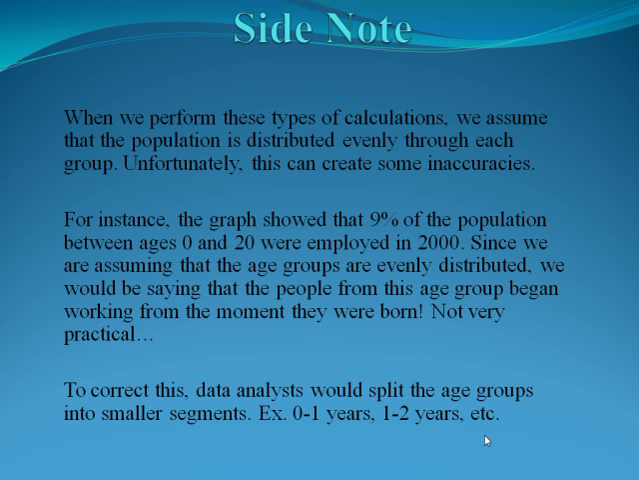Now, depending on the situation, this can create some inaccuracies. For instance, the graph showed that 9% of the population between the ages of 0 and 20 were employed in 2000. Since we're assuming that the age groups are evenly distributed, we'd be saying that the people from this age group began working the moment they were born. Now, that's not very practical. We know for a fact that there are definitely more people in the upper age group working than the lower age group. To correct this, the data analyst would split the age groups into smaller segments. So instead of 10-year gaps, they might do 1-year gaps to get a more accurate representation of what the population was doing.